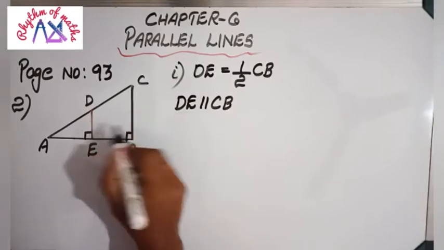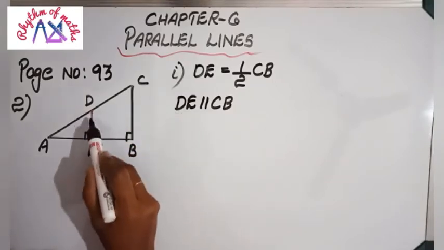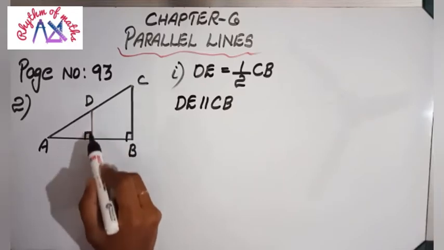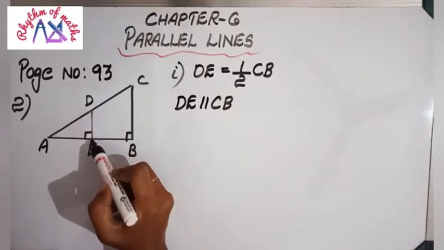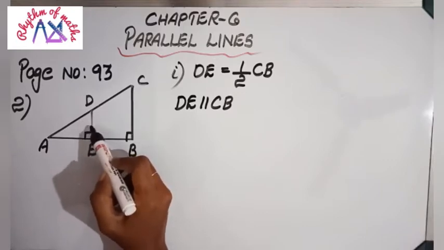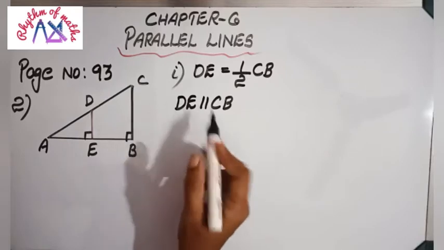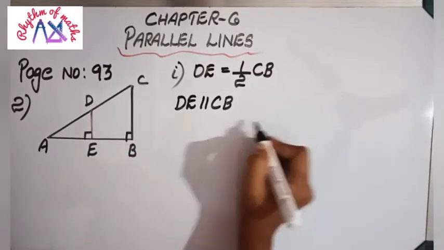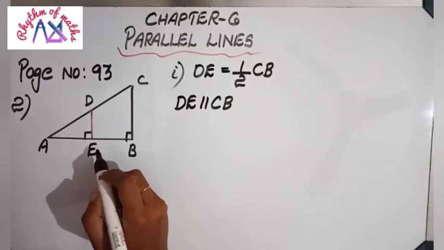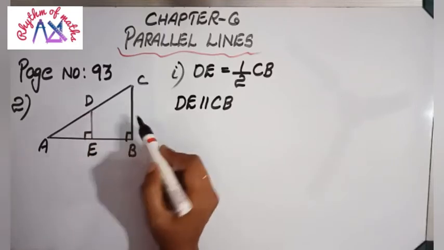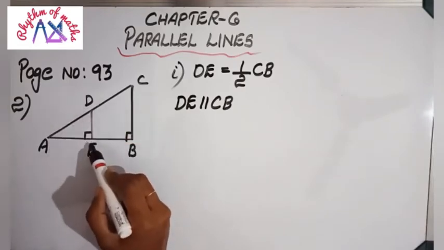So D and E are midpoints, and the line joining these two points, we know that the line joining the midpoints of two sides of a triangle will be half of the third side. That is a concept, and you have to write that concept. In any triangle, a line drawn parallel to one side, passing through the midpoint of one side, also passes through the next midpoint.